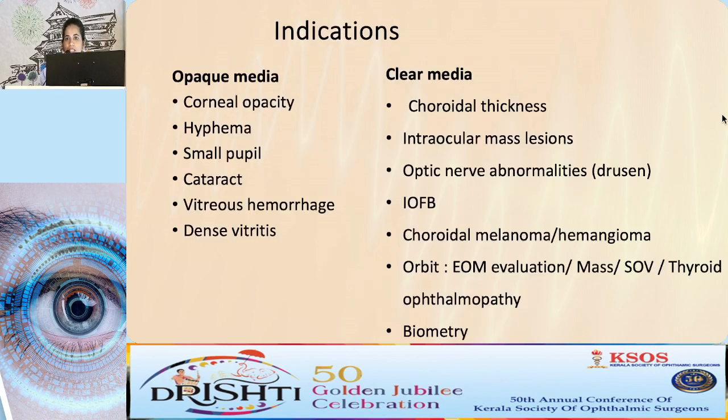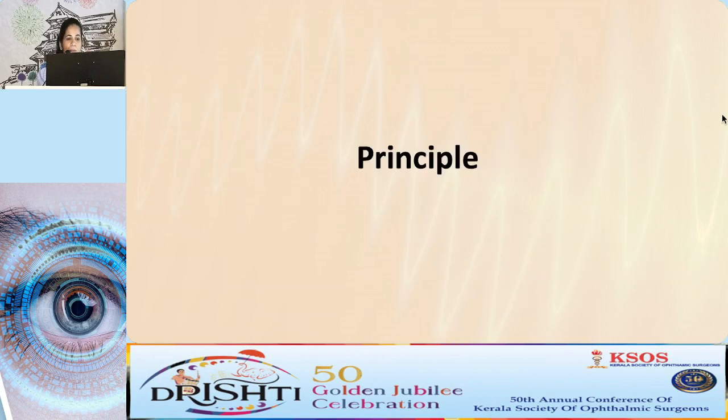The indications of B scan are in both opaque and clear media. In opaque media, where we have corneal opacity, hyphema, small pupil, cataract, vitreous hemorrhage, and dense vitritis. And for clear media, for evaluating choroidal thickness, intraocular mass lesions, optic nerve abnormalities, intraocular foreign body, tumors, orbit, and biometry. In this session, I'll be dealing mainly with posterior segment ultrasound.